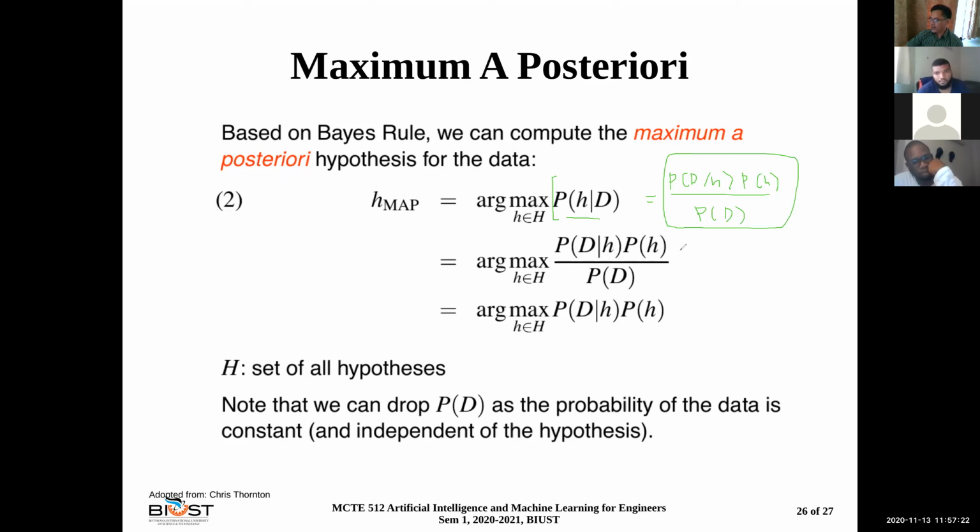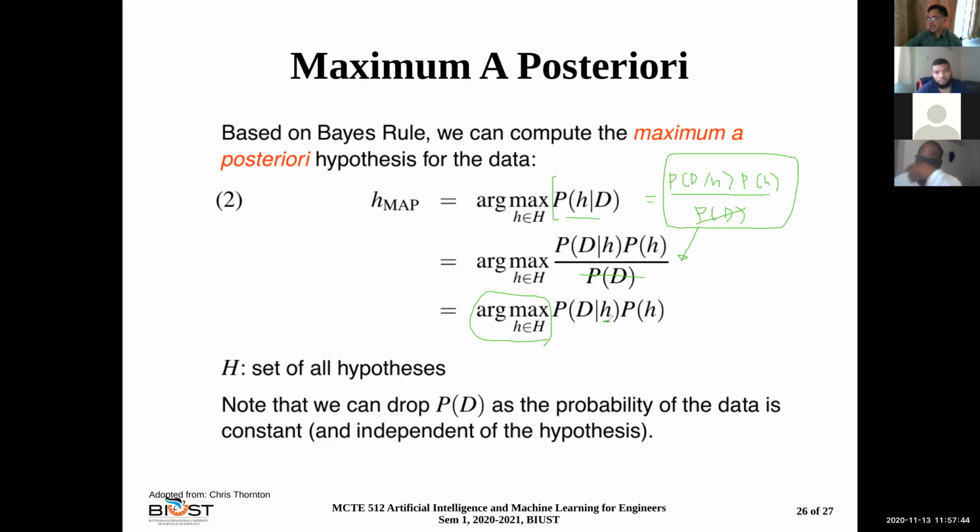Okay. Yeah. Well, that is that one. Yeah. Okay. So now we can say we can drop the denominator. Okay? We can ignore the denominator because of this term, argmax. Okay? That means that we have to compute through all the possibilities of h.